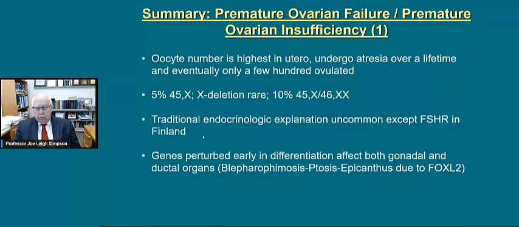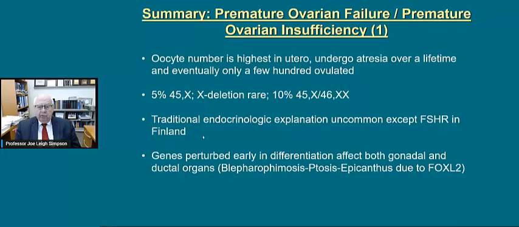So again, oocyte number is highest in utero. It undergoes attrition over a lifetime, and eventually only a few hundred are ovulated. This has to be a controlled process, just like ovarian stimulation. About 5% of premature ovarian failure is actually occurring in 45X women who actually do begin to menstruate. They're not all primary amenorrhea, and about 10% will have 45X, 46X mosaicism.